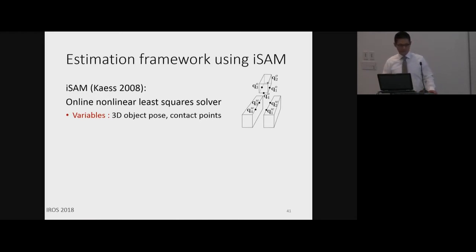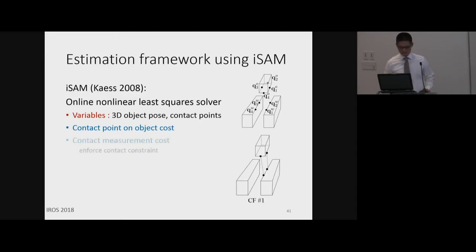After we are done with the contact formations, we can plug into our old iSAM framework. The variables here are the 3D pose of the object and also the contact points. For the contact points, we enumerate all the contact points that could happen on the wall and also on the bottom of this object. First, we need to impose that these contact points should be on the right geometry feature. So if it's on the object, it should be constrained on the bottom of the object.